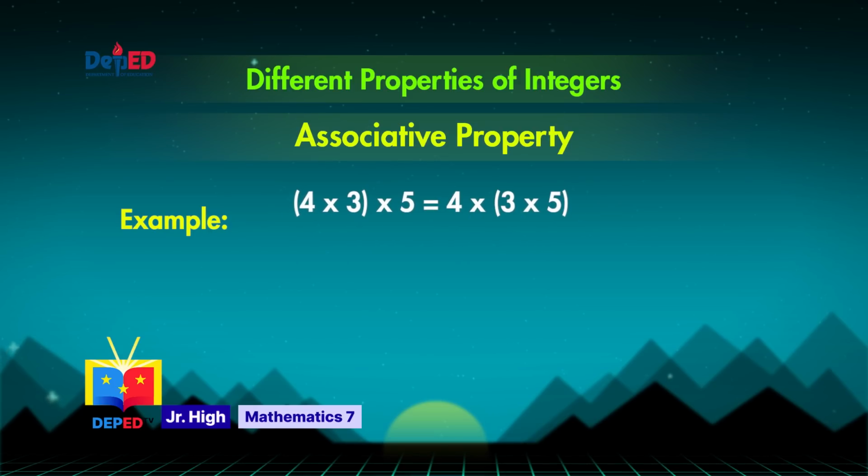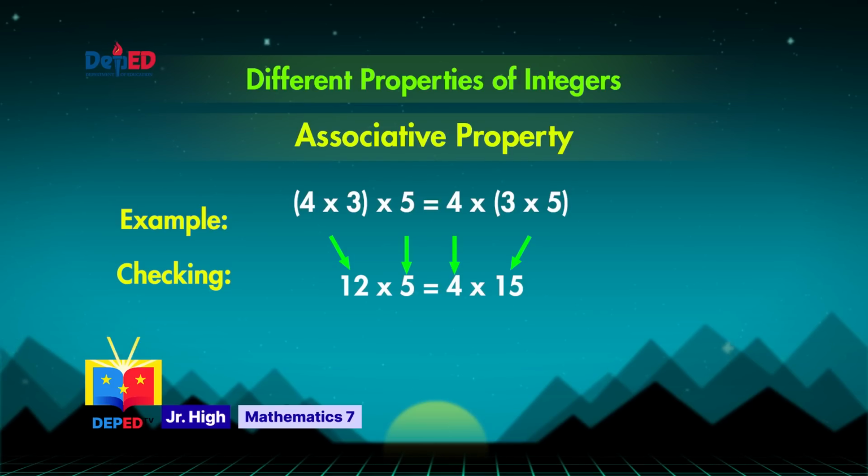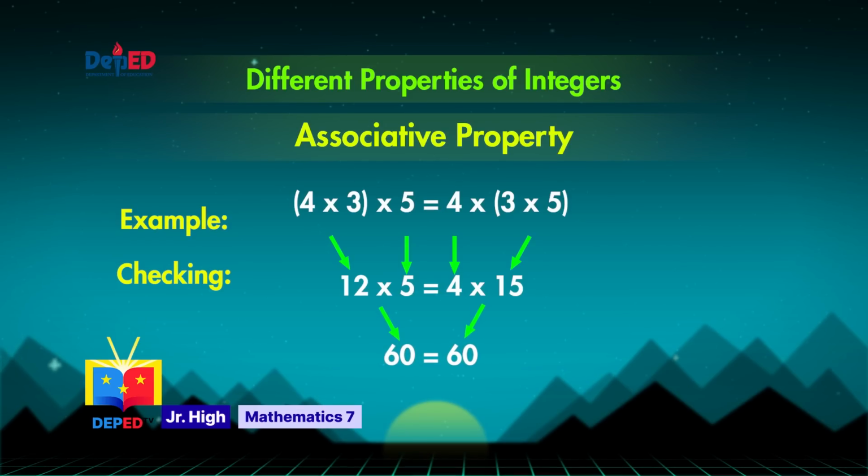Next example, the quantity of 4 times 3 times 5 is equal to 4 times the quantity of 3 times 5. Let us check if both sides of the expressions are equal. The quantity of 4 times 3 is 12, times 5 is equal to 4 times the quantity of 3 times 5, which is 15. Then 12 times 5 is 60. That is equal to 4 times 15, which is also equal to 60. Therefore, both expressions are equal.